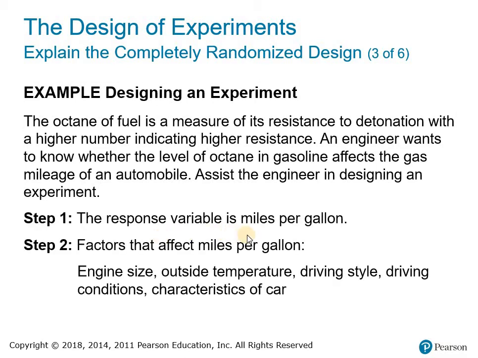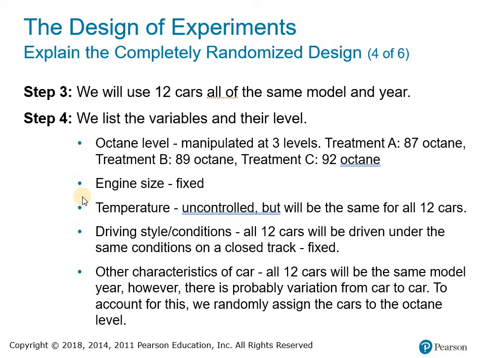The response variable in this experiment is miles per gallon. The factors that affect miles per gallon are engine size, outside temperature, driving style, driving conditions, and characteristics of the car. We will use 12 cars, all of the same model and year. We list the variables and their levels.